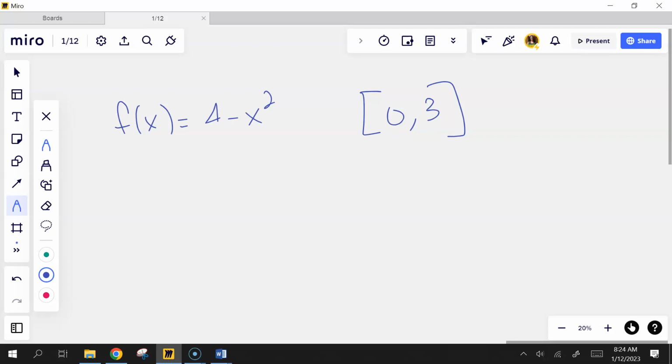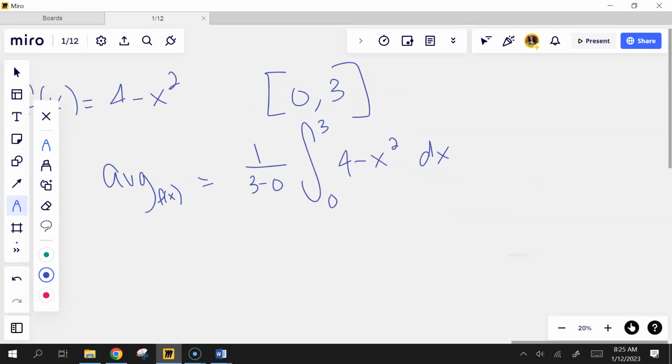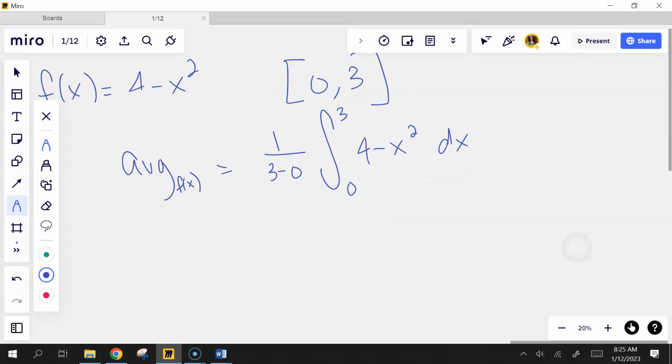All right, average value. All I'm going to do is 1 over c minus a times the integral from 0 to 3 of 4 minus x squared. Now, if I use my calculator, this is an easy integral evaluation, right? If I don't, this will be a calculator problem until you learn how to do it otherwise. So I'm going to say 1/3 times, and then take out your calculator. One of y'all asked me to show you on the calculator, didn't you?